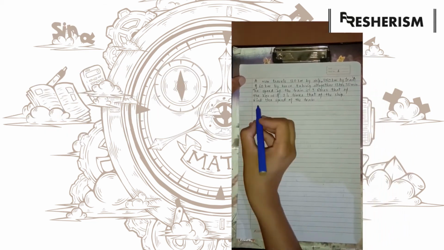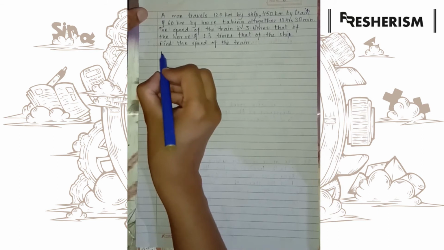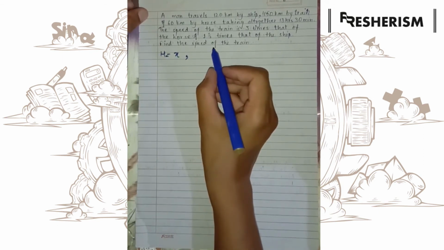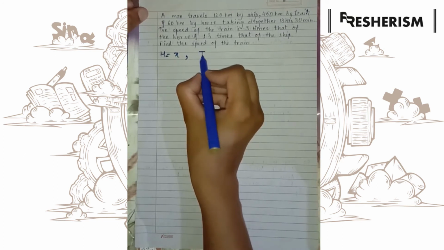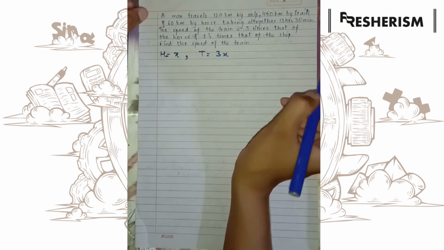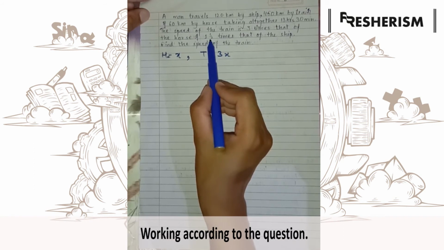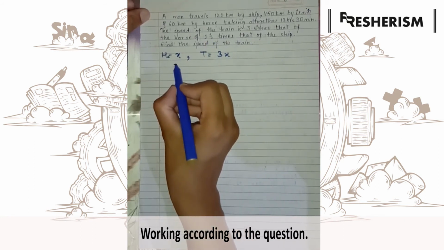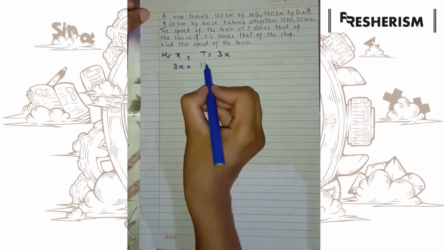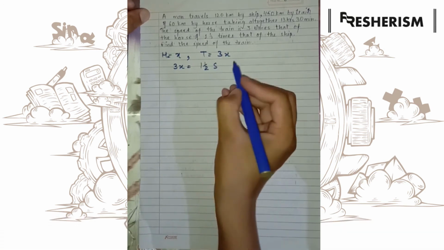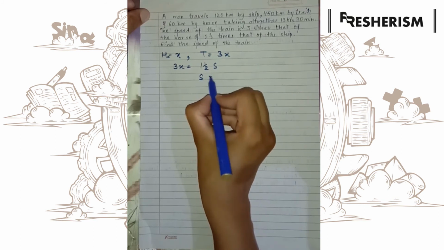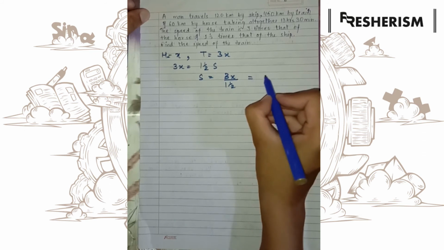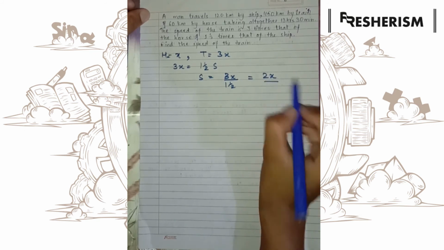So let us consider the speed of the horse as x. So the speed of the train will become 3 times that, that is 3x. And we know that the speed of the train is 1.5 times that of the ship. So the speed of the ship will be 3x divided by 1.5, that is 2x. So these are the speeds.